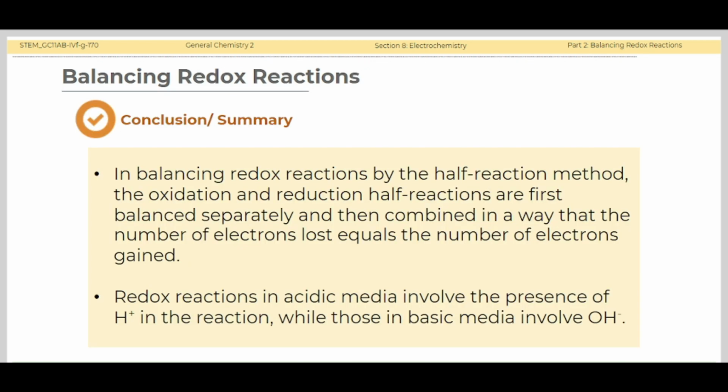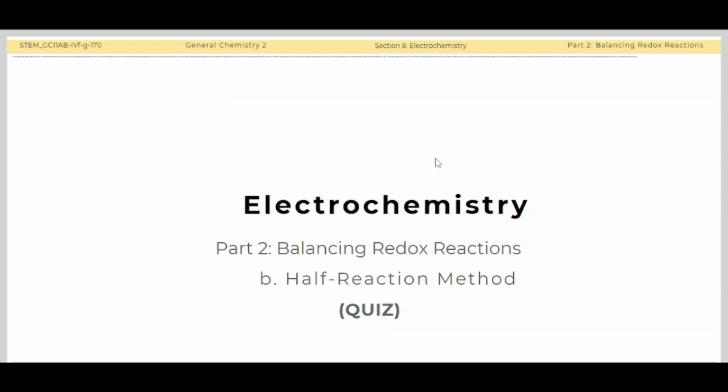To summarize, in balancing redox reactions by the half reaction method, the oxidation and reduction half reactions are first balanced separately, and then combined in a way that the number of electrons lost equals the number of electrons gained. Redox reactions in acidic media involve the presence of hydrogen ions in the reaction, while those in basic media involve hydroxide ions.